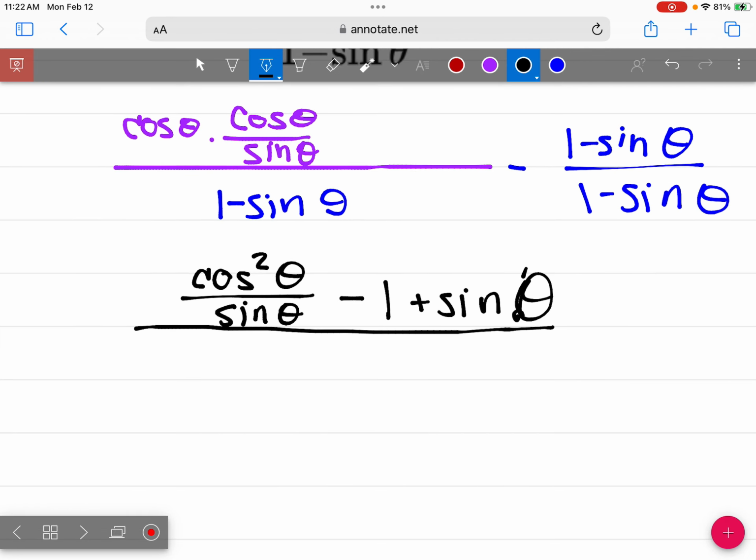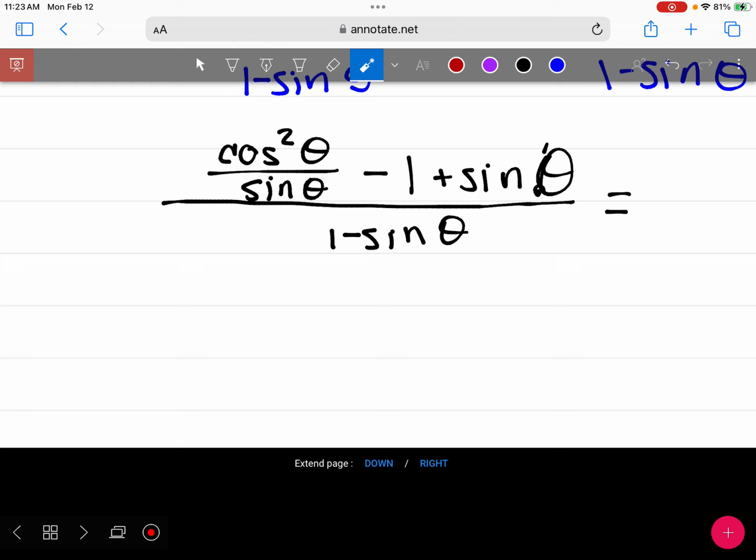And it's all still over that same denominator, 1 minus sine theta. So now I have even more pieces in the numerator, and I need to get all of them up to a common denominator. So I need to make all these pieces have a sine theta as a denominator.